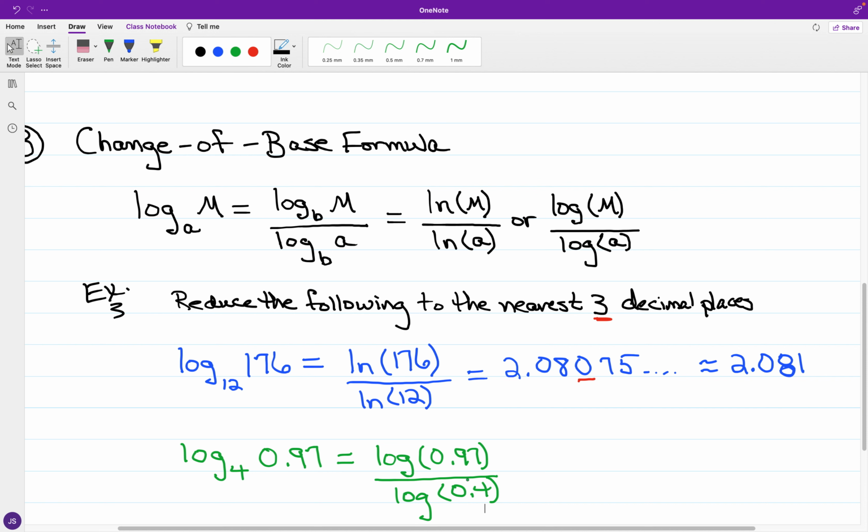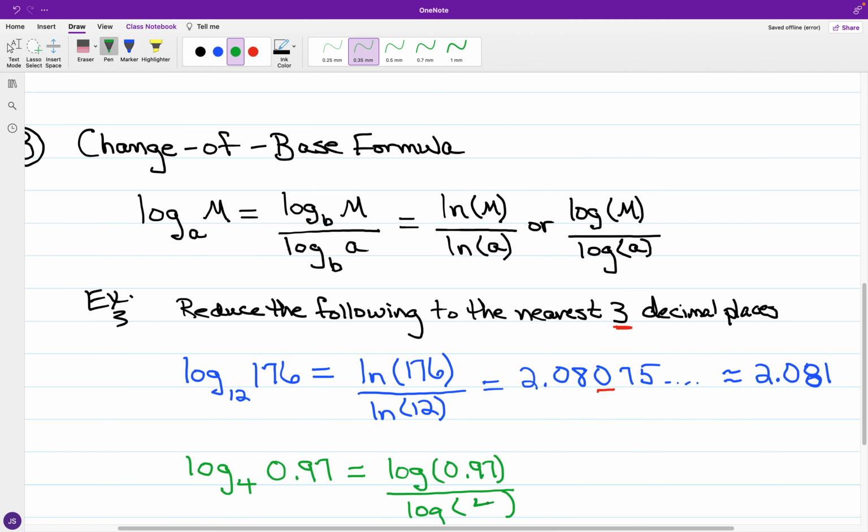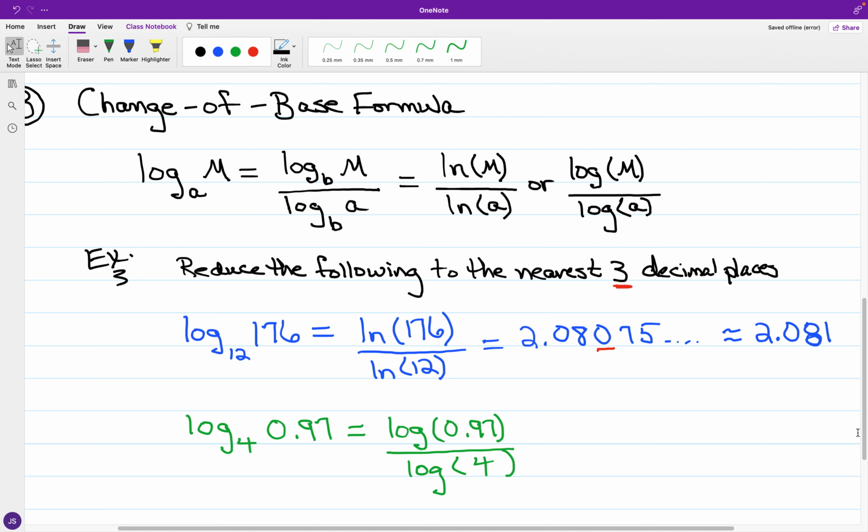Okay, so in taking the ratio, we have the base 10 logarithm of 0.97 divided by the base 10 logarithm of 4. So we got 0.97, the base 10 logarithm of 0.97 over the base 10 logarithm of 4.